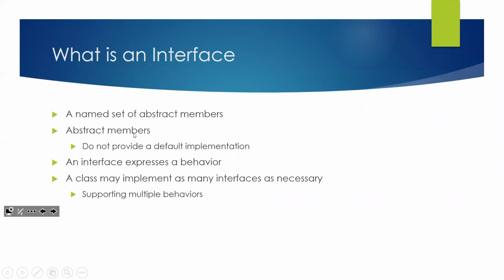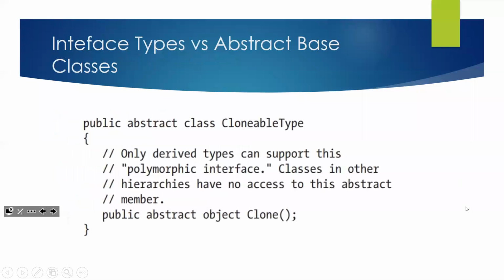And why do we need interfaces? Well, the main reason is with C#, we can only inherit from one class. So we can only have one parent class to our class. When we're working with interfaces, we can implement as many interfaces as we want, so we can support multiple behaviors. So that's important.